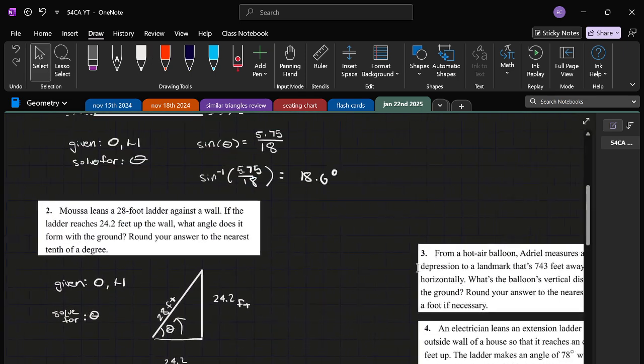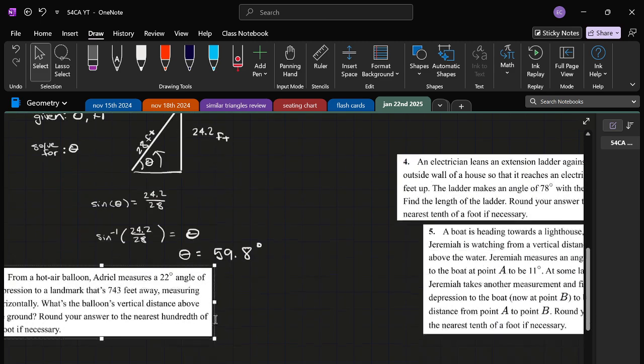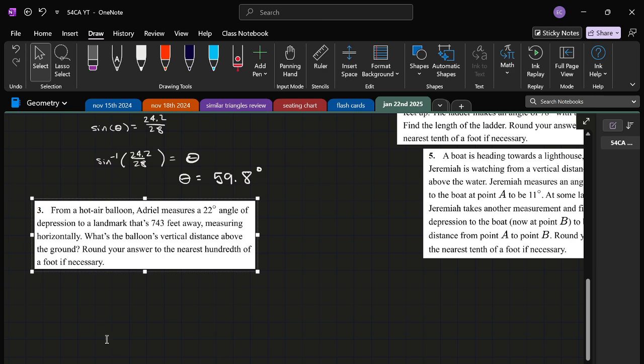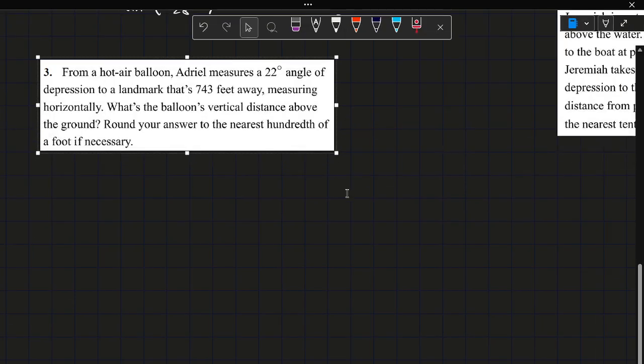Okay, working number 3. It says, from a hot air balloon, Adriel measures a 22-degree angle of depression to a landmark that is 743 feet away, measuring horizontally. What is the balloon's vertical distance above the ground? Round your answer to the nearest hundredth if necessary.